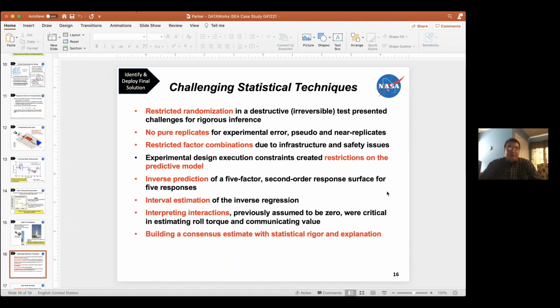I'm going to quickly read over a couple challenging statistical techniques that this included. Restricted randomization in a destructive, irreversible process. No pure replicates. Restricted factor combinations.